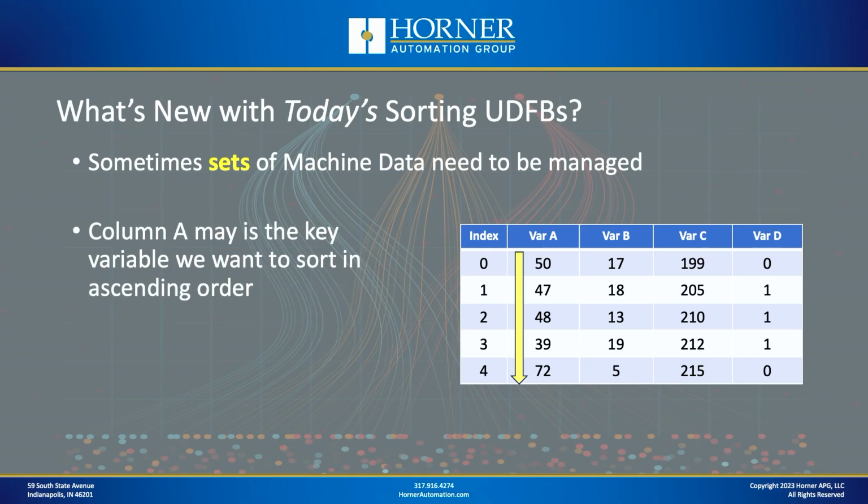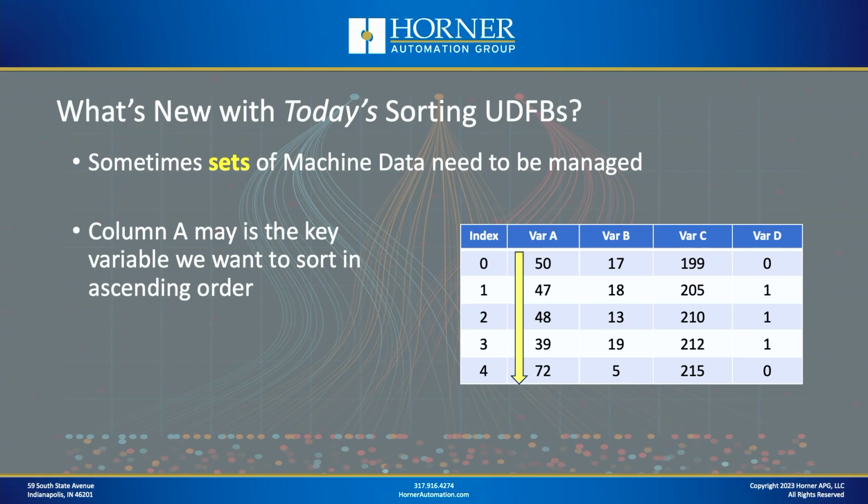So now let's say, how do we want to process this data? Well, let's say what we want to do is sort variable A in ascending order, or do a sort up. And then we just want the other variables to be sorted so they correlate with variable A. So we're not going to sort the data within B, C, and D.